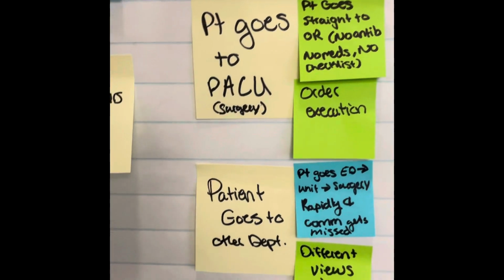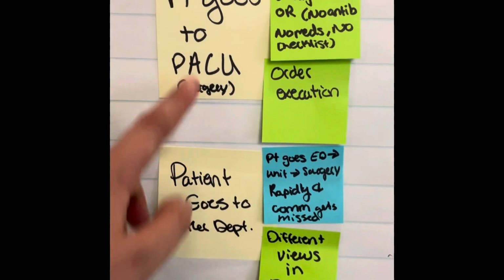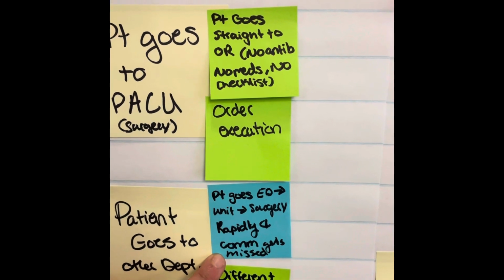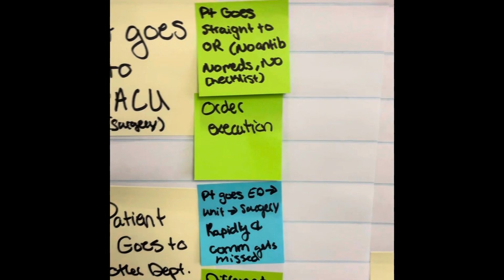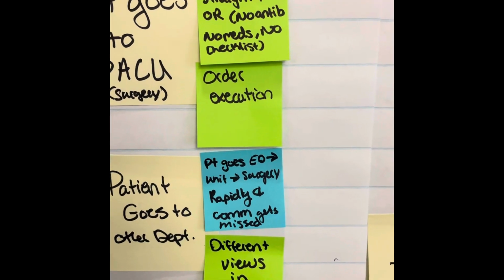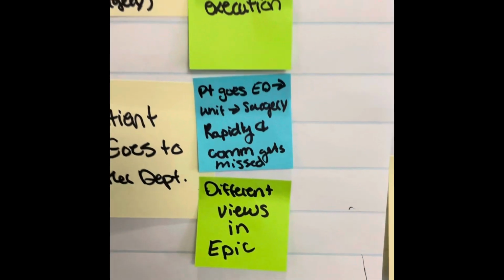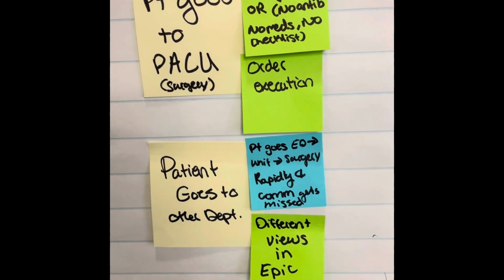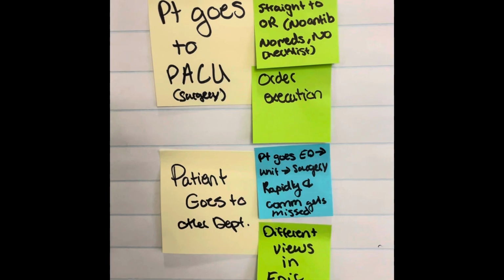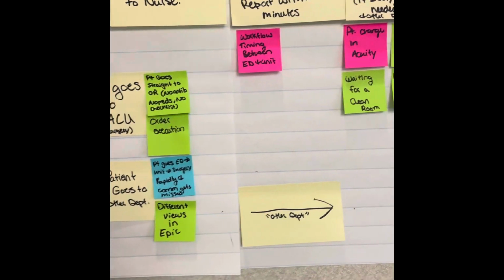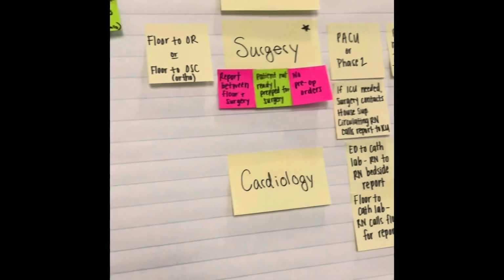Then we have patient goes to the other departments, so those are the two options. An issue with this is the patient goes to the ED, to the unit, then back to surgery. That rapid flow for the patient can create issues in communication and can get different information missed. Then we also have different views in Epic. Because different roles throughout the process have different views, there could be missing information throughout that process. Then we have the patient transferring either to surgery, PACU, or other departments. And then that brings us back to surgery.